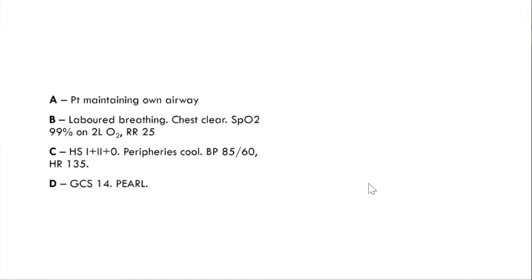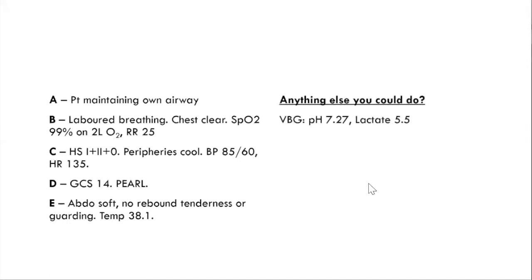GCS 14, she's becoming a little bit more drowsy, a little bit confused and disorientated, but the pupils are equal and reactive to light. Abdomen is soft, non-tender, there's no surgical type picture, but they're pyrexial and the temperature is going up. It's 38.1 now. Venous blood gas, really acidotic, lactate of 5.5. You're worried. This patient is sick. What immediate steps do you want to do? What are absolutely the main things that you need to do for this patient straight away?